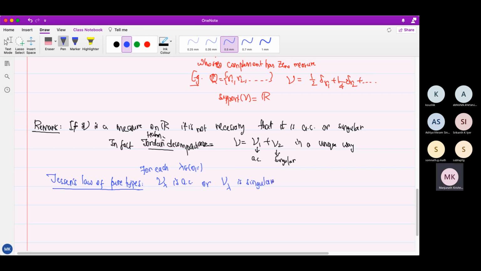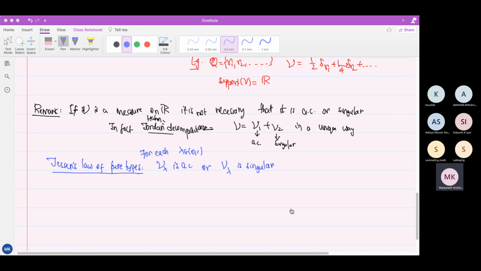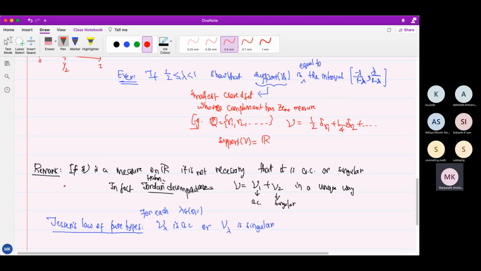One of the two. Okay, it's either absolutely continuous or it is singular. It can't be a mix of the two. So we'll prove this because it brings another property of this.